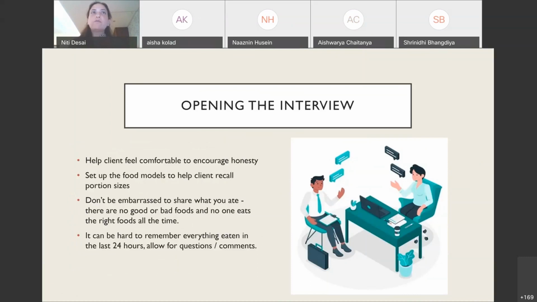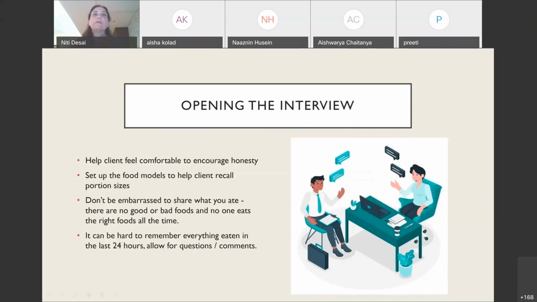Set up the food models to help the client recall portion sizes, and tell them they don't have to be embarrassed to share what they ate. There are no good foods or bad foods. In fact, no one eats right foods all the time. A lot of times patients come in and say, I just love my food. And I tell them, anybody who enters this room is a foodie, so you're not the only one, don't worry. Be absolutely comfortable with your food choices and tell us what you're having.